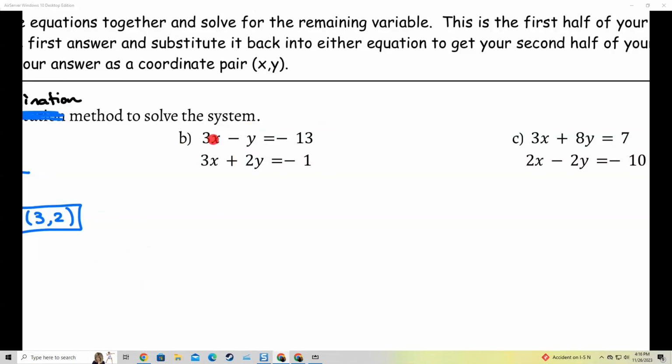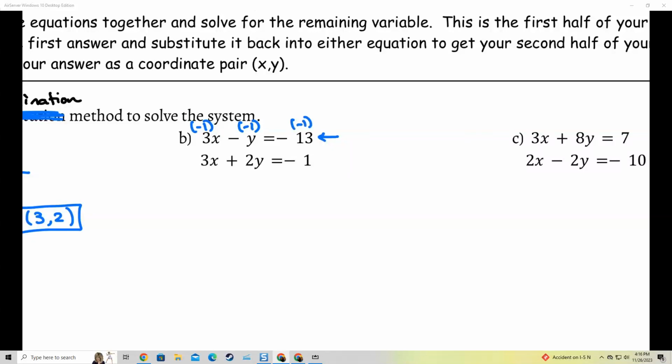Just because this 3x matches up with this 3x, I'm going to go ahead and multiply this bottom one by negative. No, let me go ahead and multiply the top one by negative 1. Everything's going to get multiplied by negative 1 on the top. So I'm going to go times negative 1, times negative 1, times negative 1.